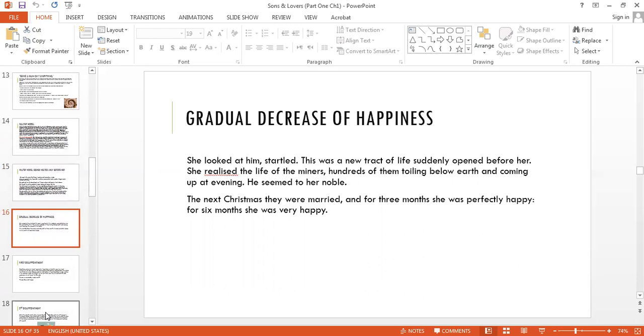She looked at him and then she was amused and felt empathy and sympathy for the life of miners, hundreds of them. Here she's imagining his life and how other miners live, hundreds of them toiling below earth and coming up at evening. He seems to her noble. The next Christmas, they were married, and for 3 months, she was perfectly happy.